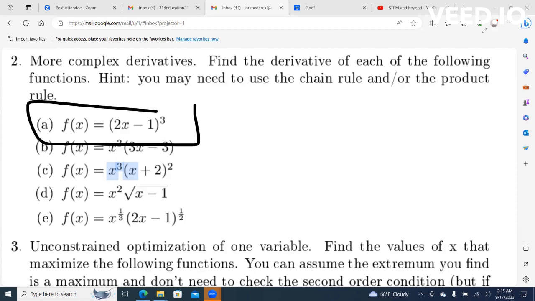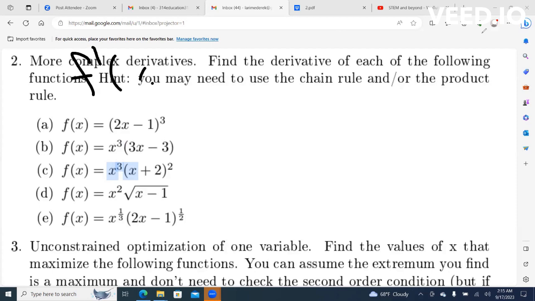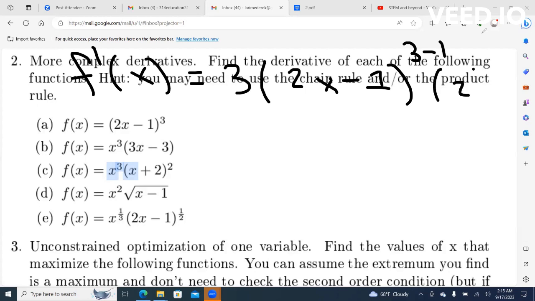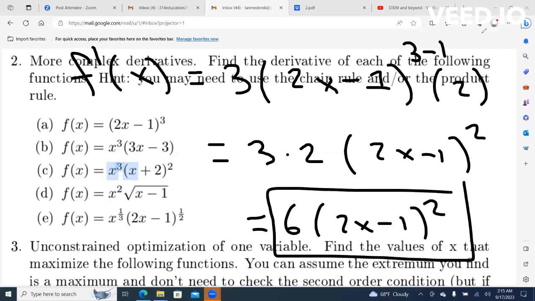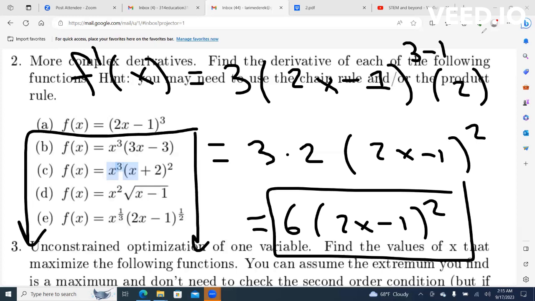But anyways, let's just go ahead and take the derivative. The derivative is the power out front, the 3, minus 1, times the derivative of the inside. So obviously it's 3 times 2, which is 6, times 2x minus 1 squared. That's the thing. It doesn't get hard, but the product rule, I mean, starts there. So let's just save that till the next video here.